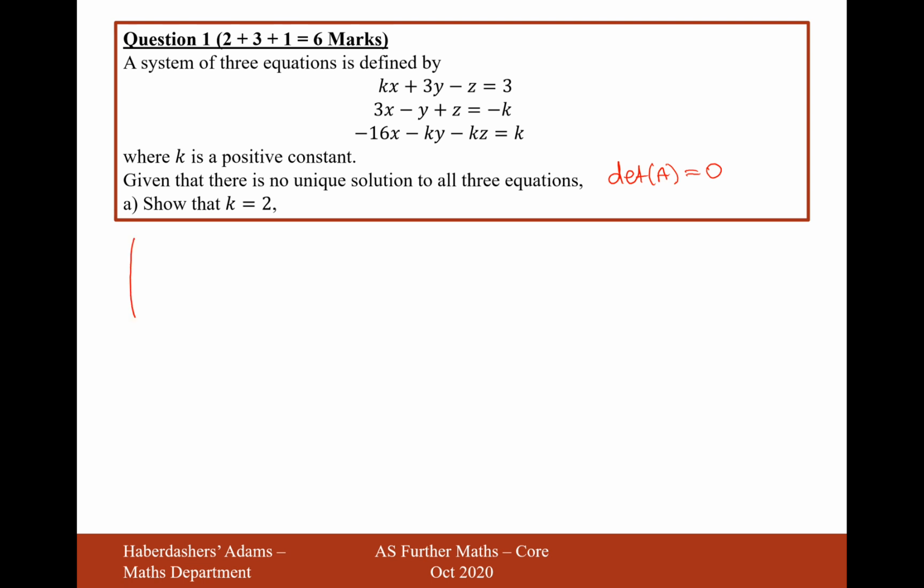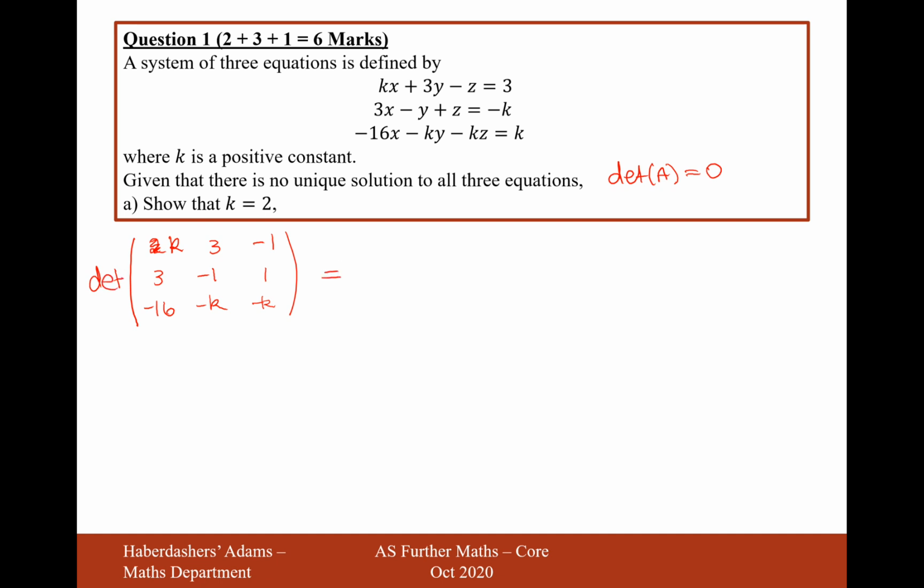Now the essence of this question is to show that the determinant is going to equal 0 when k equals 2. I don't want to put 2 in there yet. I'm going to still use k, so I'm going to write out the matrix that would be formed by this system of equations, just like that, and now I'm going to work out the determinant of this matrix.